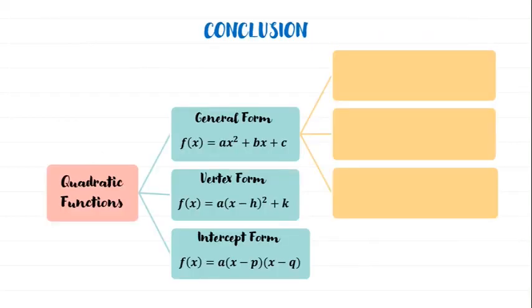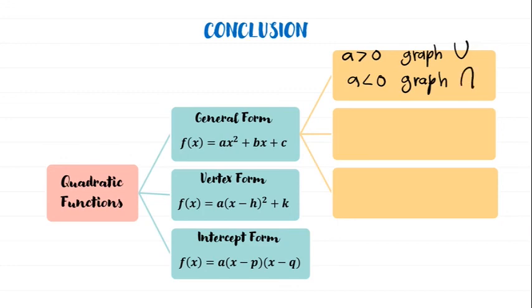Okay, for conclusion, what we have learned today: there are three forms. First is general form, ax squared plus bx plus c. Vertex form, a(x minus h) squared plus k. And lastly intercept form, f(x) equal to a(x minus p)(x minus q). For general form, the effect of changes: for a more than 0, our graph shape will be like this, and for a less than 0, the graph shape is inverted.